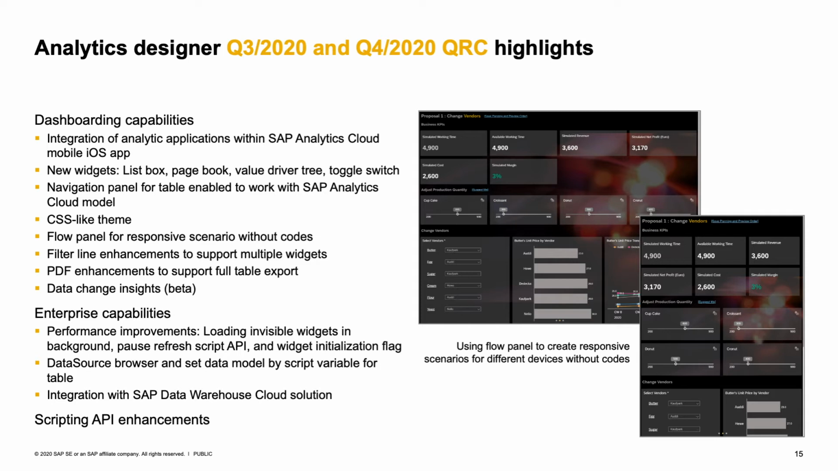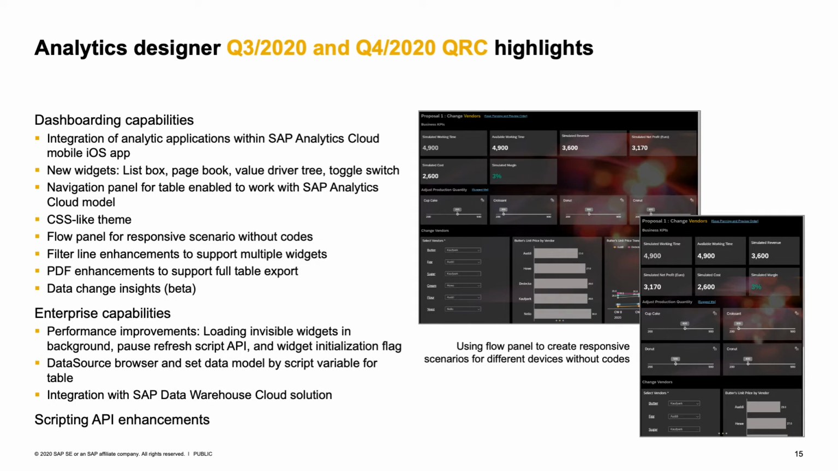With the Q3 and the Q4 QRC releases, we are delivering different enhancements like integration with the SAC mobile app. And also we have different new widgets that you can use to build your analytical applications. We are delivering the navigation panel so that you can do your ad hoc analysis very conveniently for the table-centric slice and dice analysis. We are delivering the CSS-like theme, so that you will be able to further influence the look and feel of your analytical applications. And we are also delivering the flow panel as a container widget to enable you to build responsive scenarios without writing any code.